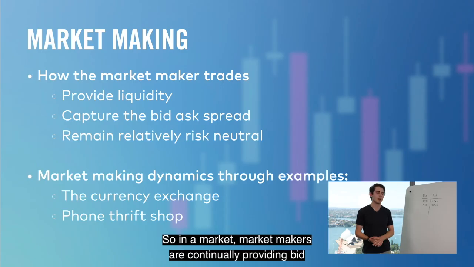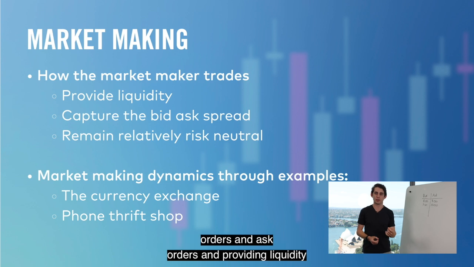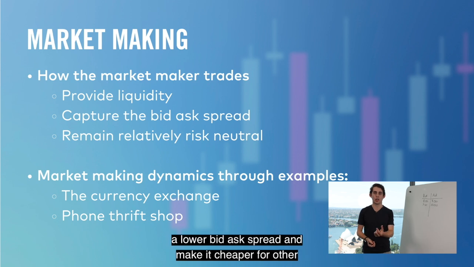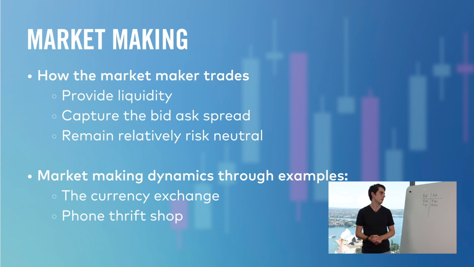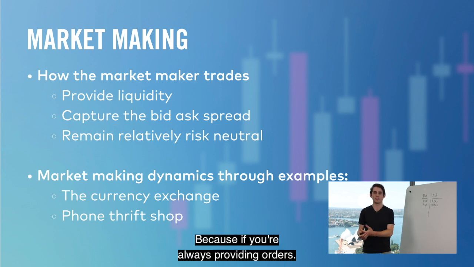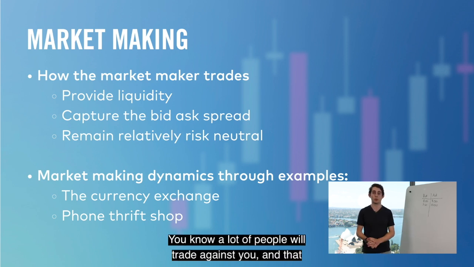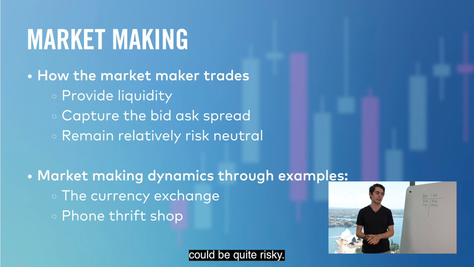In a market, market makers are continually providing bid orders and ask orders and providing liquidity to the market. They're trying to make a market have more liquidity, a lower bid-ask spread, and make it cheaper for other people to trade in. This sounds hard though. Why would you be a market maker? Because if you're always providing orders, a lot of people will trade against you, and that could be quite risky.